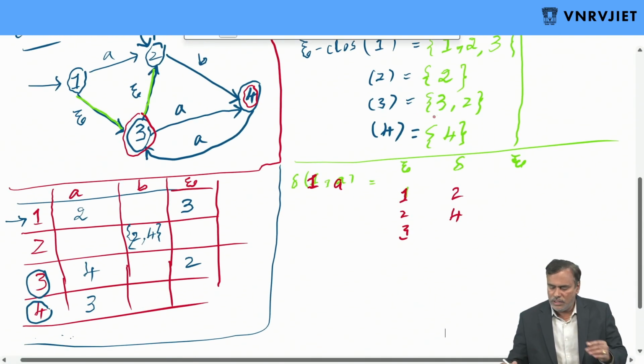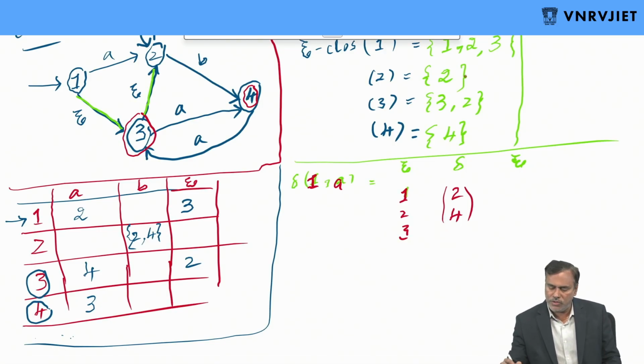I think you are clear. So, for this, I have to apply this epsilon closure, that is for 2, 4. Your known epsilon closure of 2 is 2 itself, and epsilon closure of 4 is 4 itself. So, what you are going to get then? If you take the union of all this, you are going to get 2, 4 itself. So, delta of 1A is 2, 4. That is the transition function of NFA.